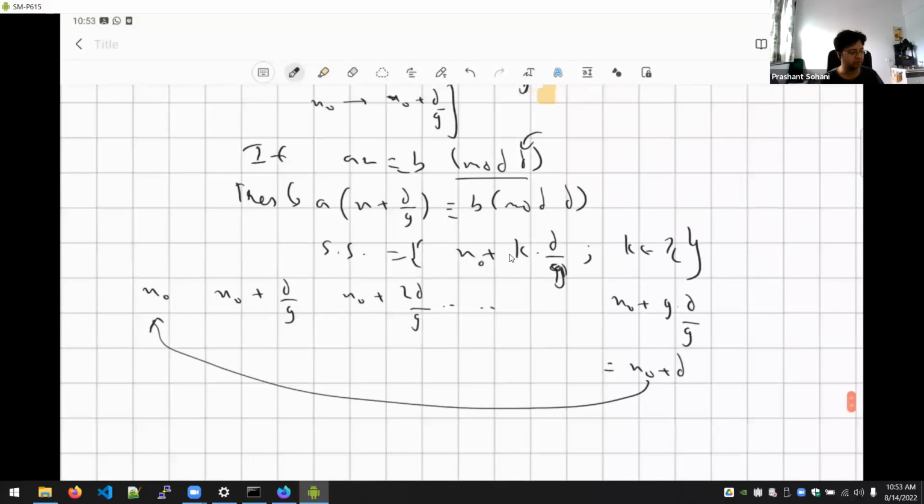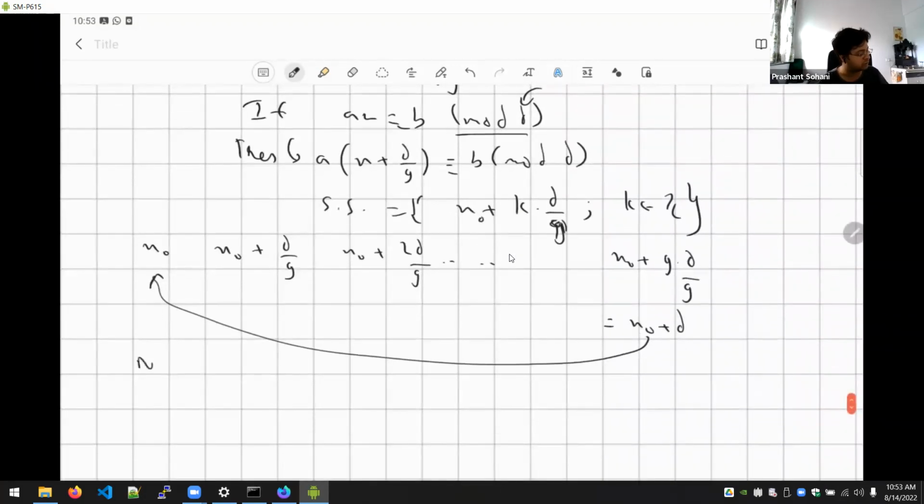So this is often what we try to look at: the number of unique solutions modulo d. I hope you understand what this means. If there are two solutions which have the same remainder modulo d, we don't consider them to be distinct. So this number is nothing but g, which was the GCD of a comma d.